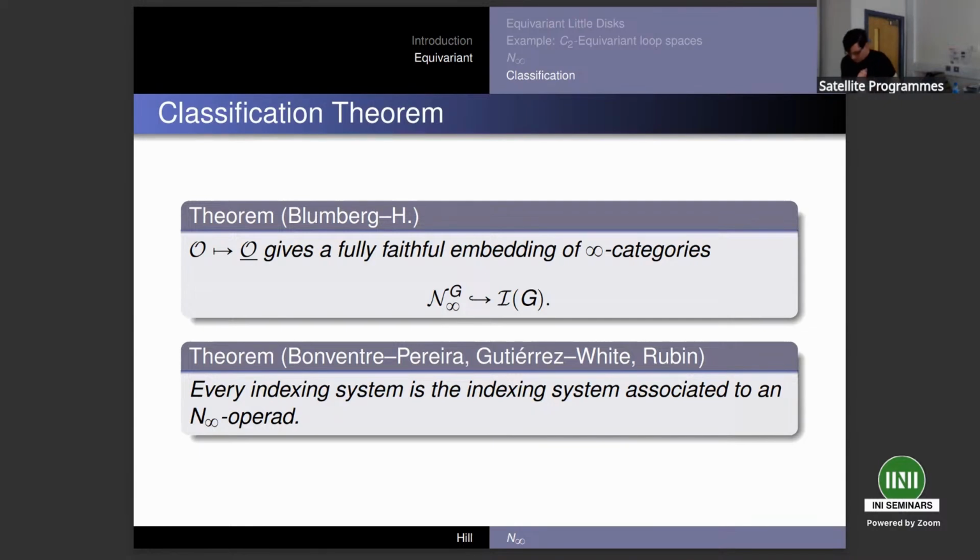And this is all Andrew and I were able to show. And then Bonventre, Pereira, Gutierrez, White, and Rubin all independently came up with ways to show that in fact every indexing system, or equivalently every transfer system, is the indexing or transfer system associated to one of these operads. So there's no difference between talking about n-infinity operads and talking about these corresponding combinatorial objects, transfer systems. So you see a lot of discussion where you play back and forth and blur the line. It's because it's a perfect dictionary between them.